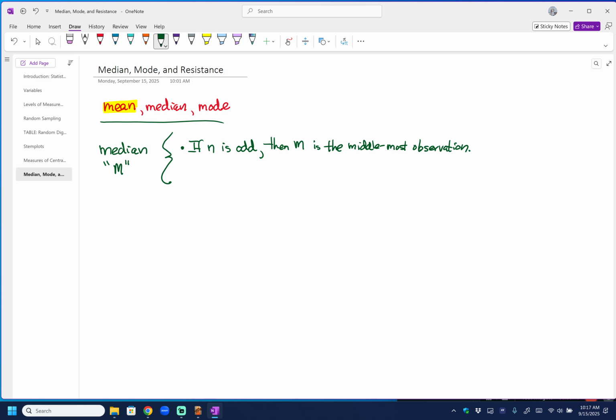Just a note on this. Obviously, this requires that you put all the raw data that you get in order before you do anything, because the middle data entry doesn't mean anything unless you do so. Next, what if n is even? Then our median M is the mean of the two middlemost observations.